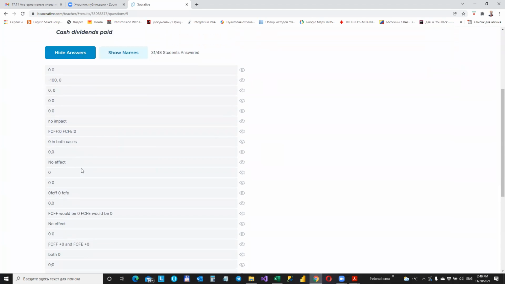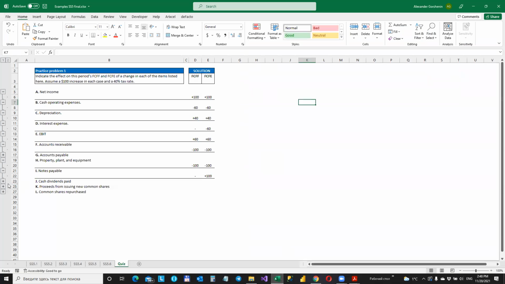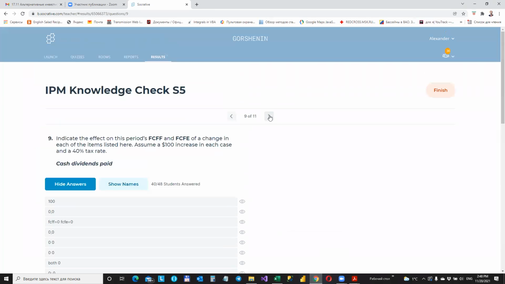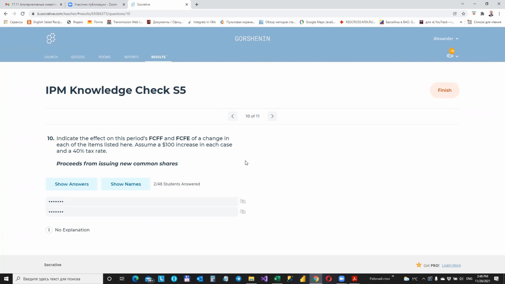Okay. Yes, most of you are correct. No impact. It's below the stream that goes to the equity or the company. Next. The proceeds from issuing new common shares.